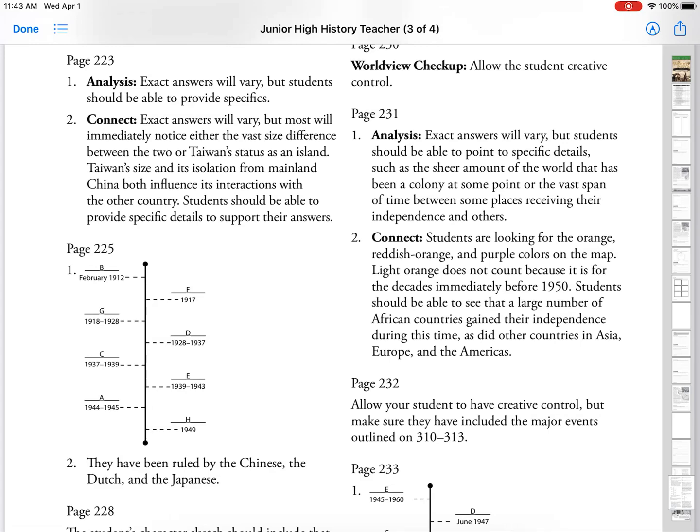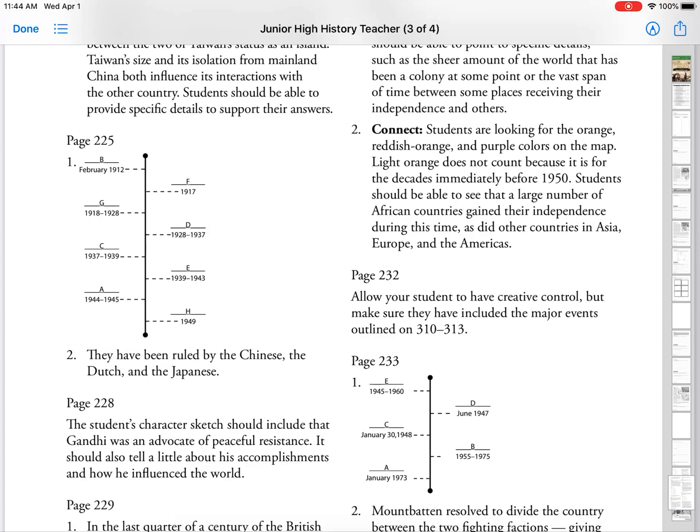And then for the connect, look at the map's color code and locate which color indicates independence from 1950 and later. Which regions tended to gain their independence from colonial time periods from this time? So look for the orange and reddish orange and purple colors on the map. The light orange does not count because it is for the decades immediately before 1950. But those other colors are all those places that changed after 1950, okay? A large number of them were African countries that gained their independence. There were also some in Asia, Europe, and even the Americas, okay? So look for those orange, reddish orange, and purple colors.